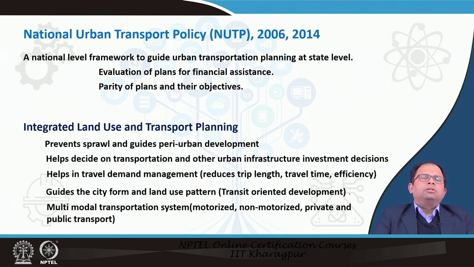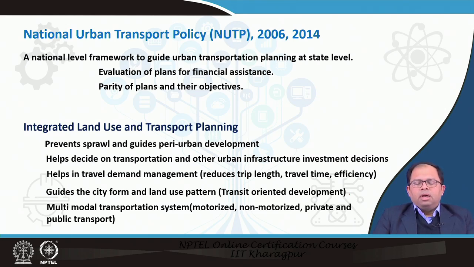Similarly, we can also control the city form and land use pattern using integrated land use transportation planning. The term transit oriented development is a way to control the city form. If we develop very high density developments along transit corridors, it becomes easier for people to avail the transit to move from one location to another. And if we do dense development around transit corridors, we can make this transit facility available to many people who are living around the station area. So that's why transit oriented development is another component of the national urban transport policy, which guides city form and land use pattern, and it's a part of integrated land use transportation planning.